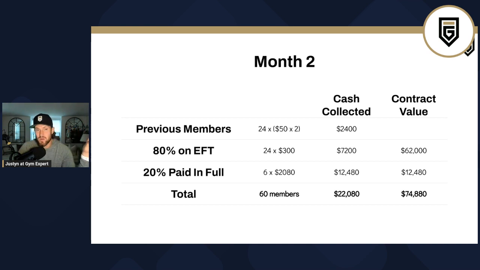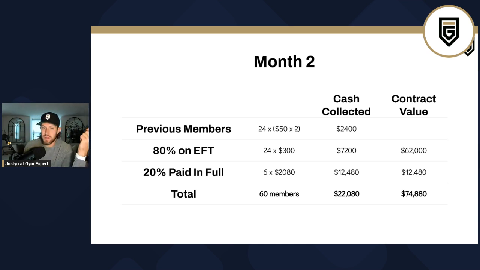So that's why you can see here, I have a line for previous members at $50 times 2, because their first 6 weeks will run out halfway through month 2. So now what that means is halfway through month 2, they will each pay us $50 a week for the remaining time in month 2. So now that's going to give us an additional $2,400.